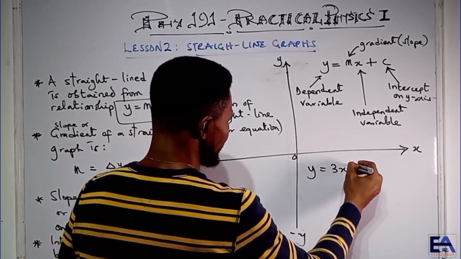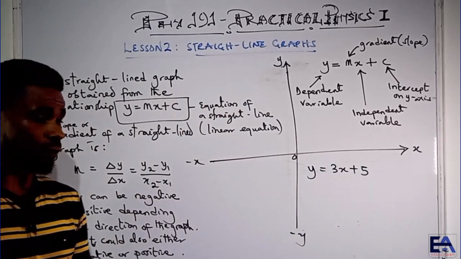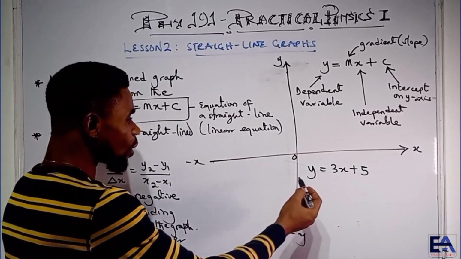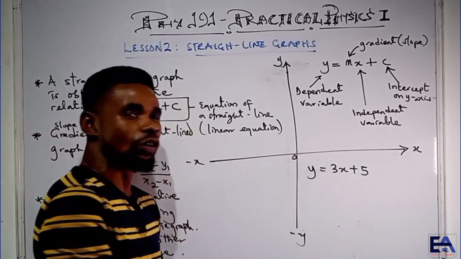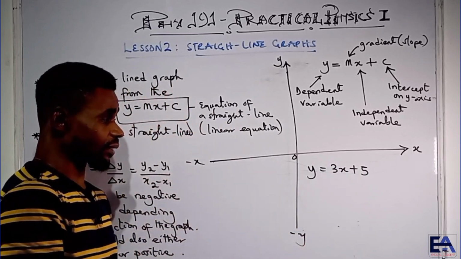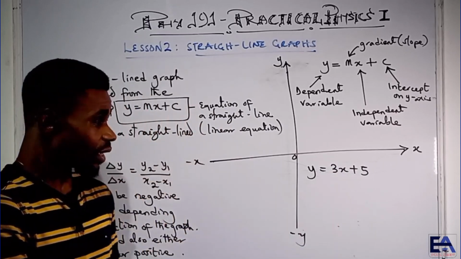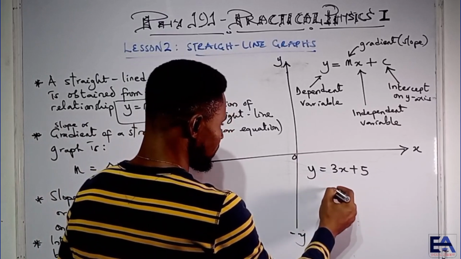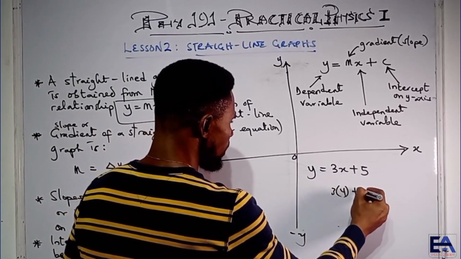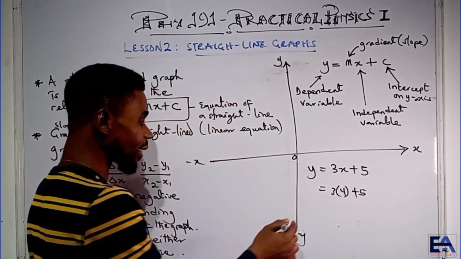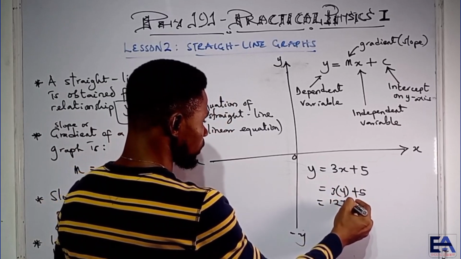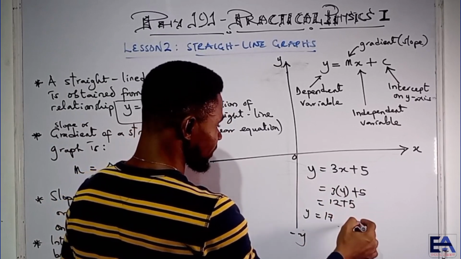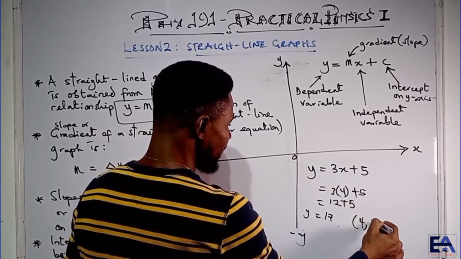When you have that kind of equation, let me assume you have something like y equals 3x plus 5. The message being passed here is that y is equal to 3 times any value of x, plus 5. Let's say x is 4. Then it means 3 times 4 plus 5, and that is what determines the value of y. So 3 times 4 is 12, plus 5 is 17. So when x is 4, y is 17.